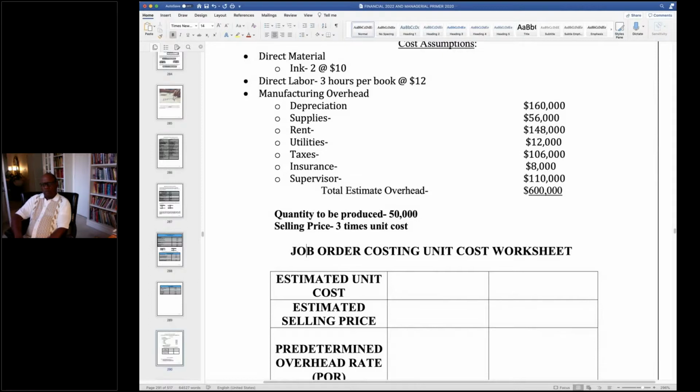I have another question. On the last job order costing unit worksheets that we've done, you didn't have a total estimate overhead and a manufacturing overhead. So which one do you want us to use for part 3? Same thing. The manufacturing overhead? Yeah. Okay.